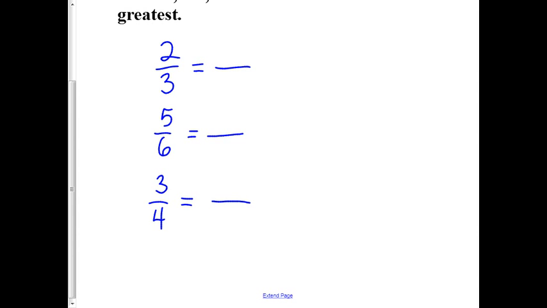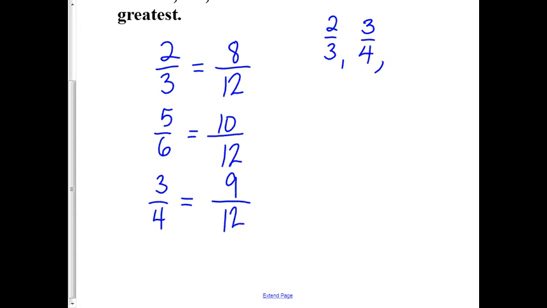1 times 6 is 6. 3, 6, and 4 do not all go into that. 2 times 6 is 12. 3, 6, and 4 all go into that. So I'm going to use 12 as a common denominator. And I'm going to get 8/12, 10/12, and 9/12. So from least to greatest, I'm going to put 2/3, 3/4, and then 5/6.